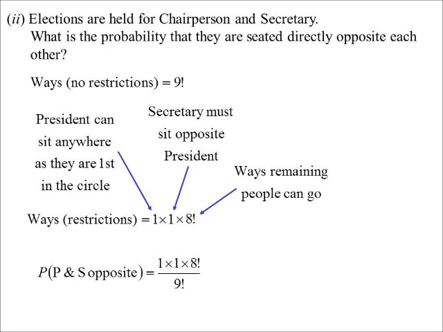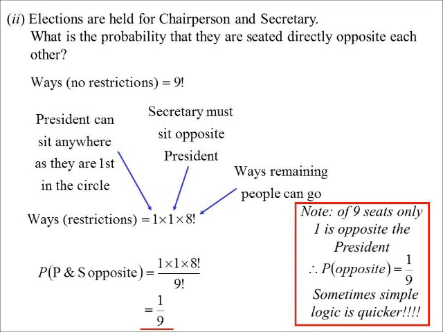So the probability will end up being 1 times 8 factorial on 9 factorial, which is 1 on 9. Which brings me to an interesting point with some of these questions. Sometimes logic is a lot quicker. Because think about this. President has sat down. There's 9 seats. Only one of those seats is opposite the president, therefore there's a 1 in 9 chance that the secretary sits opposite the president. So yes, sometimes simple logic can solve these questions a lot quicker.